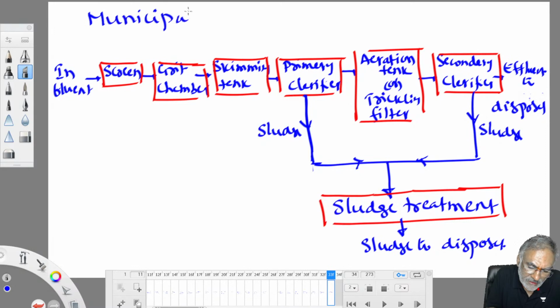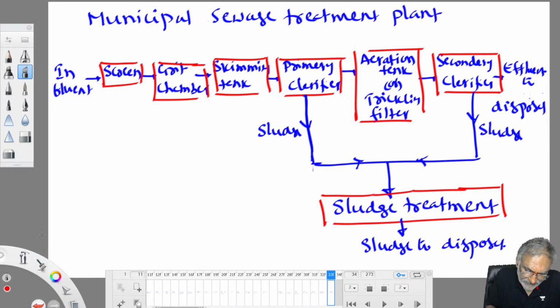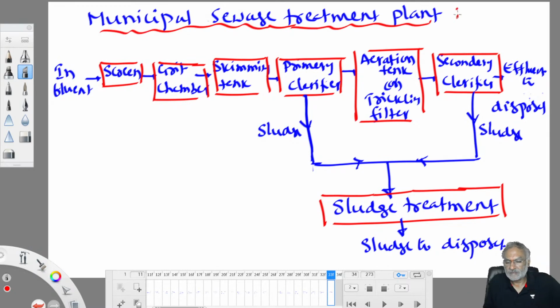Municipal sewage treatment plant, STP people call it. Treatment plant process flow diagram. How, in what sequence we treat. Just have an idea. So the next topic is what? Sludge treatment.